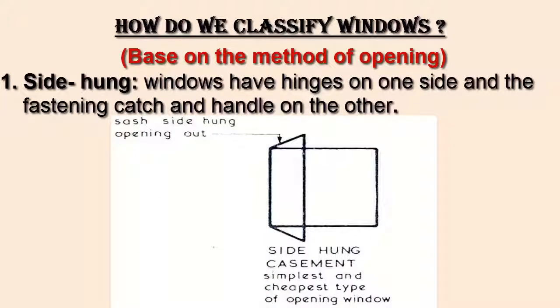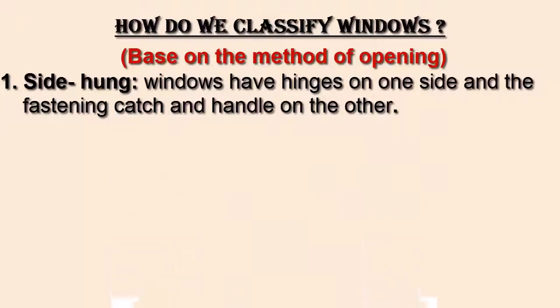When you look at the common windows we have around in our homes, you'll find the frame is there, and they have hinges where the window shutter is hung. So this one is called the side hung. The hinges are fixed on one side, and it opens and closes inward. It is either you open it outward or you open it inward, depending on the way you fix it. That is the side hung.